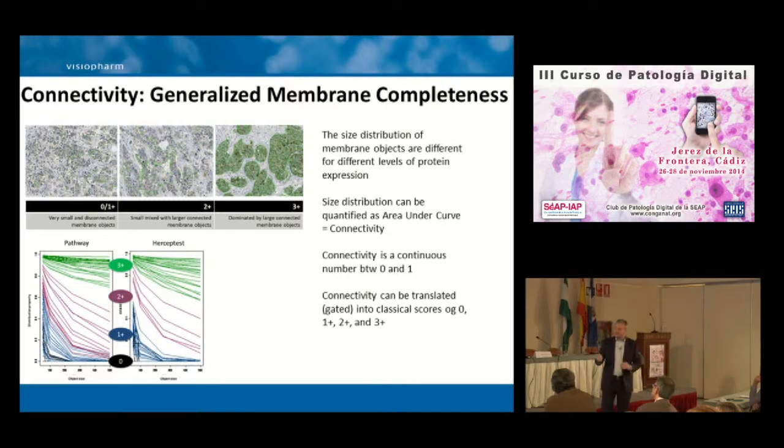So we decided to look at size distribution, and what you look at here is size distribution. And by the way, the study's design was to take serial sections of all these tumors and stain them with PATHWAY and HercepTest respectively, with the same settings. You can see that we have 3+, we have the negative cases, and we have the 2+. So just looking at membrane morphology in terms of size distribution apparently allows us to discriminate between these cases quite well. Well, how well?